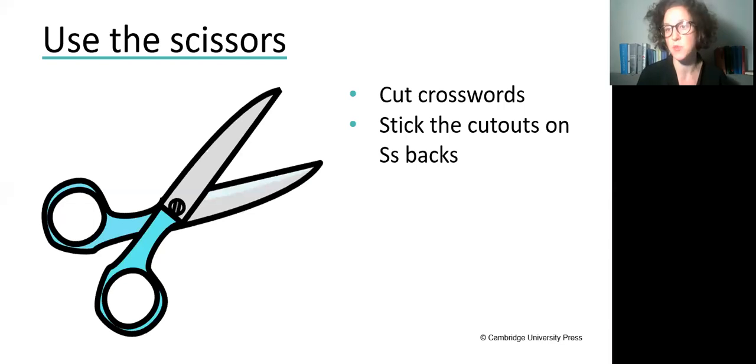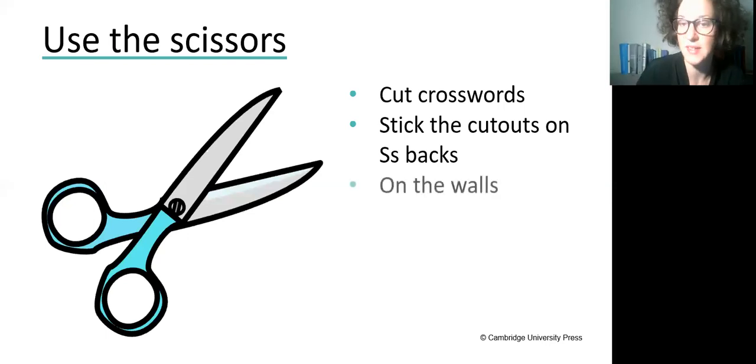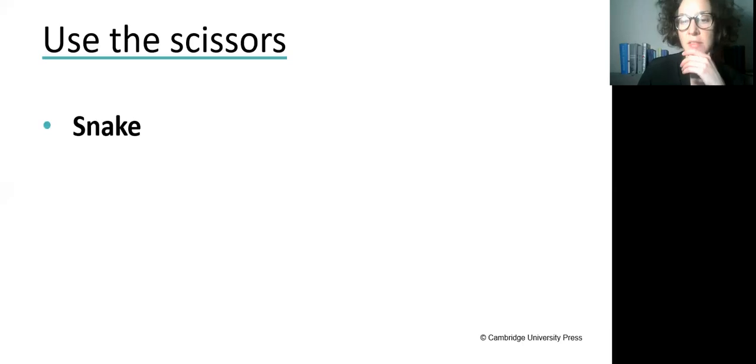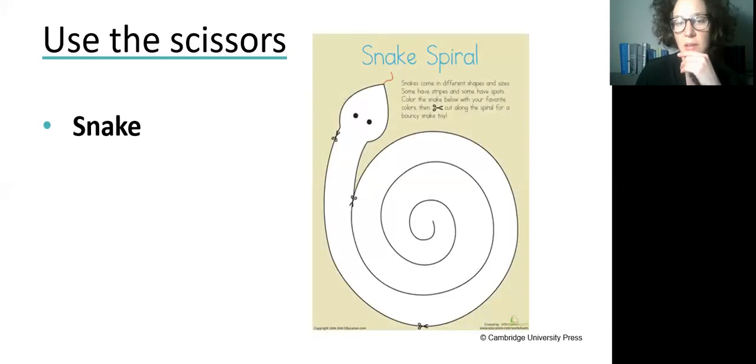For example, to practice "what's this?" So, this is, or this is not a, it's not a. Yeah, and it can be a guessing game with something stuck to the students' backs. You can stick different cutouts on the walls, on the opposite walls with the crossword in the center, for example. Another activity with the scissors would be a snake, and this might really work well with spelling the words.